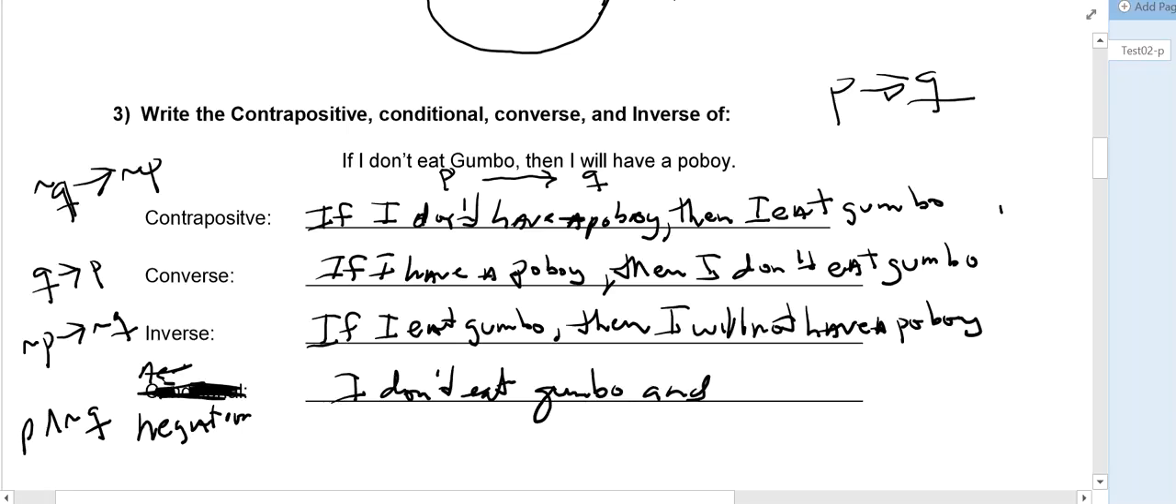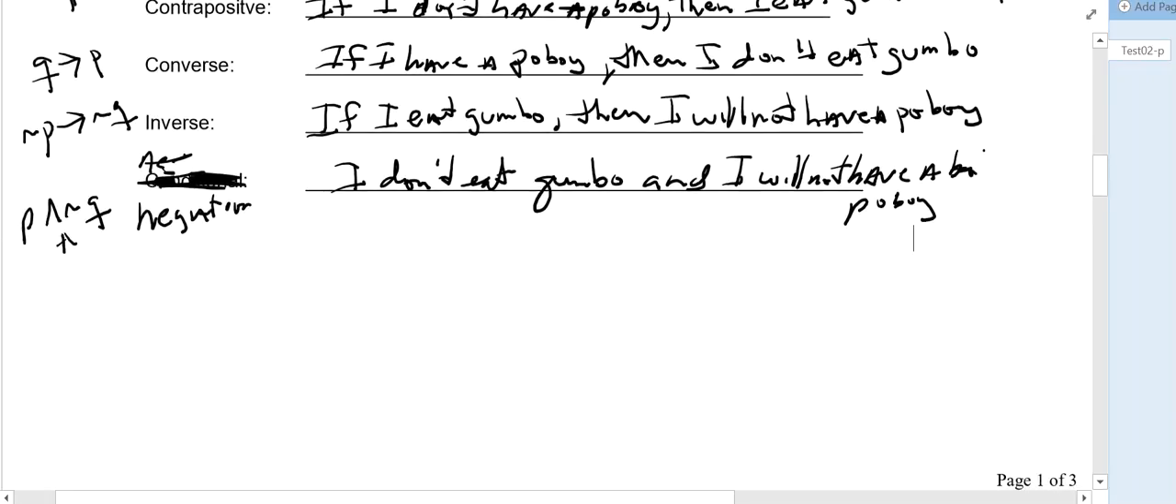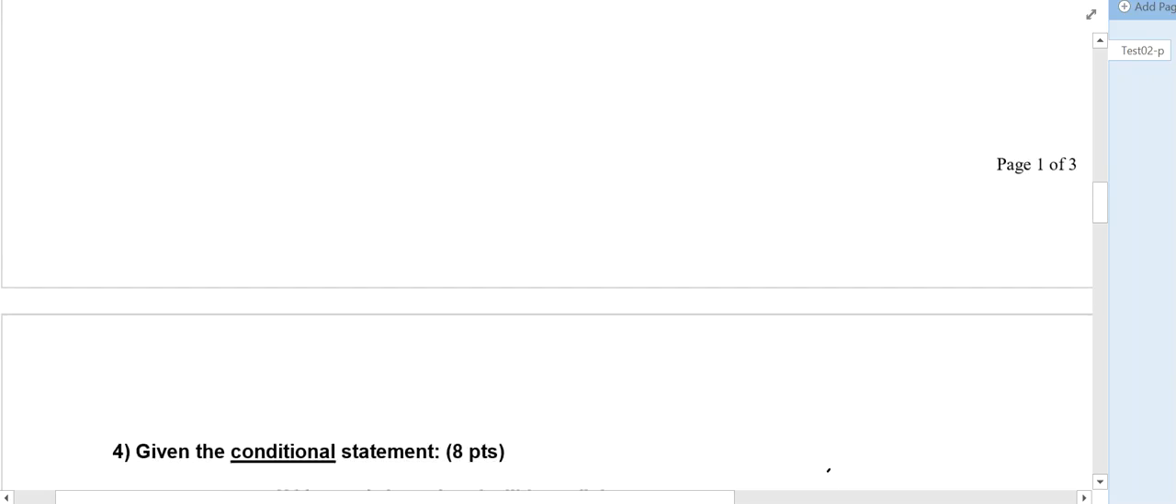And it's an and. Now you negate the second one. I negate I have a po' boy. I won't have a po' boy. I gotta get used to this pen. Okay, anyway, there you go. So I'm going to fix this one right here, hopefully.